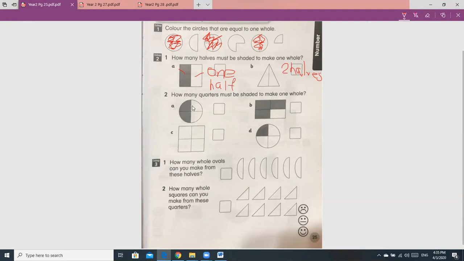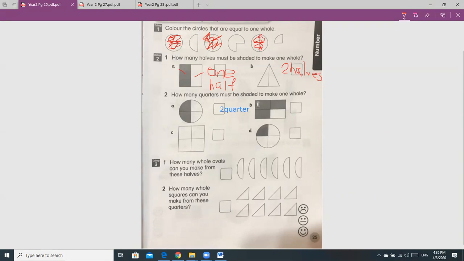Okay. Here, how many quarters do I need to color to make one whole? He colored for me 2. How many do I need to make the whole? 2 quarters. Yes, I need to color another 2 quarters to make a whole. He colored for me 2, so I need to color the other 2. If I color these 2 quarters, I make a whole.